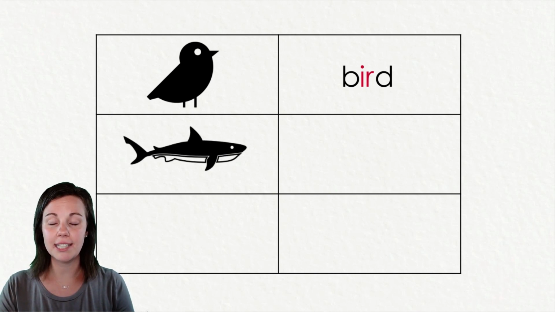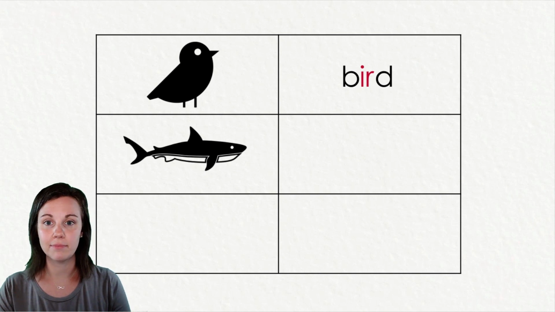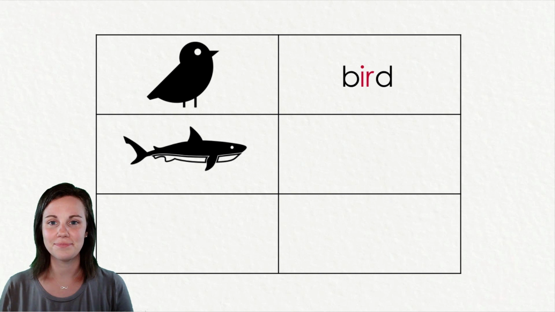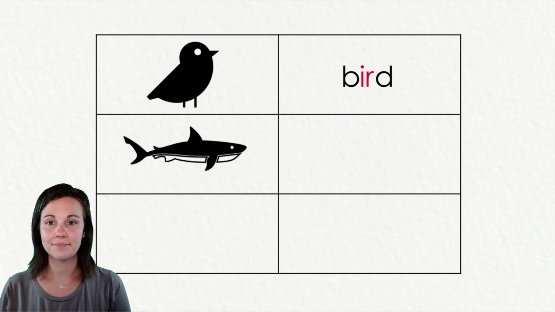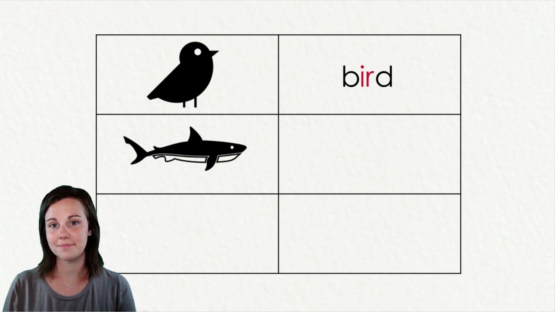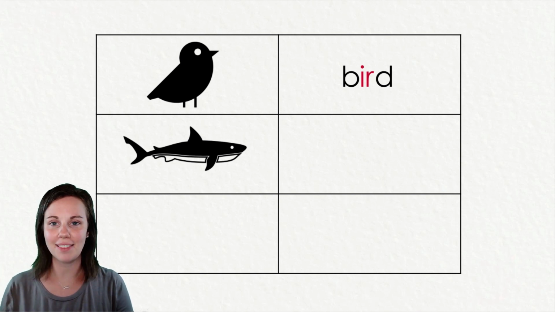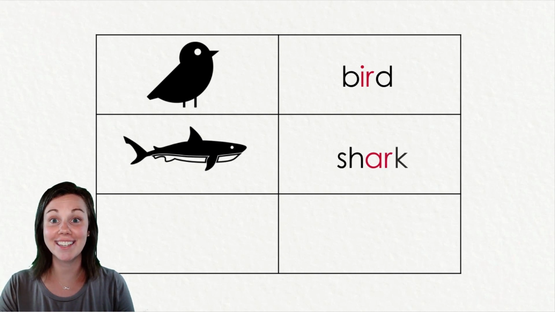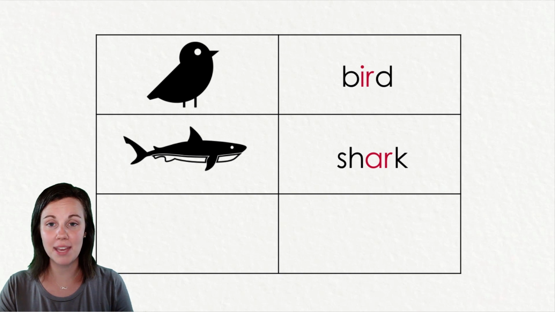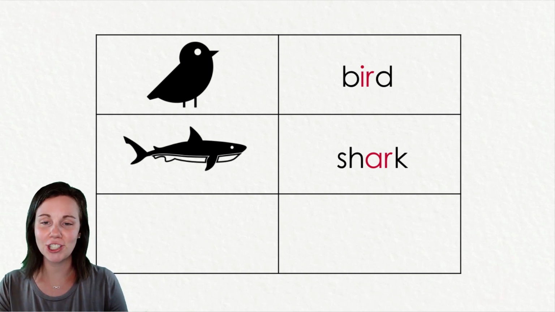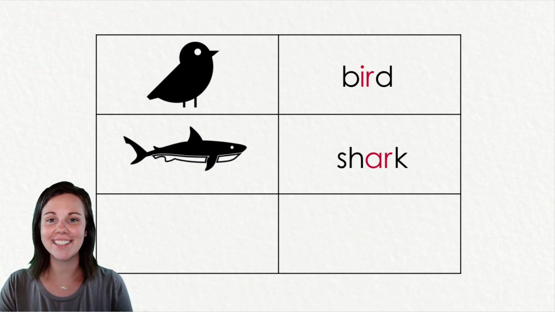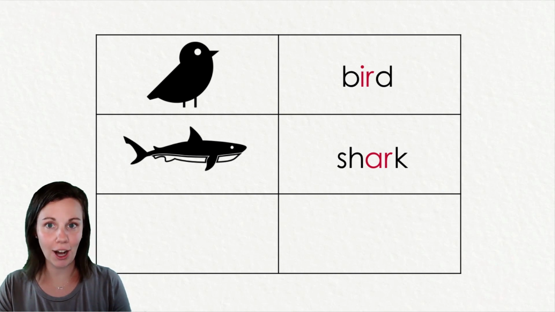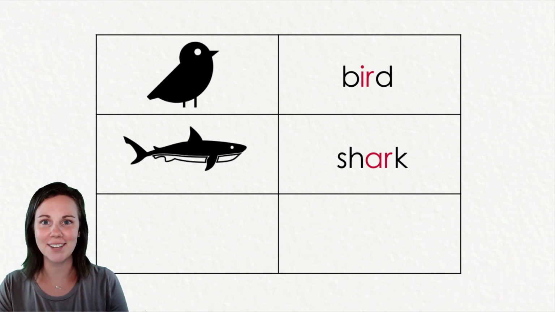Try this one. It's the word shark. Tap it out to help you spell it. Go ahead. Let's check it. Shark. Spell it with me. S-H-A-R-K. AR is making the R sound.